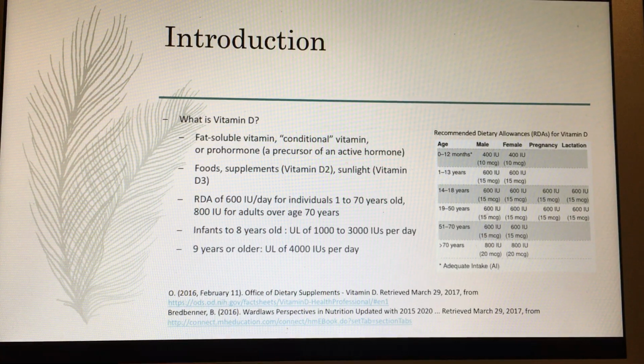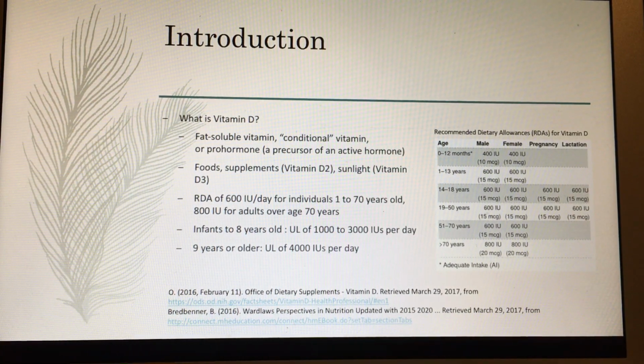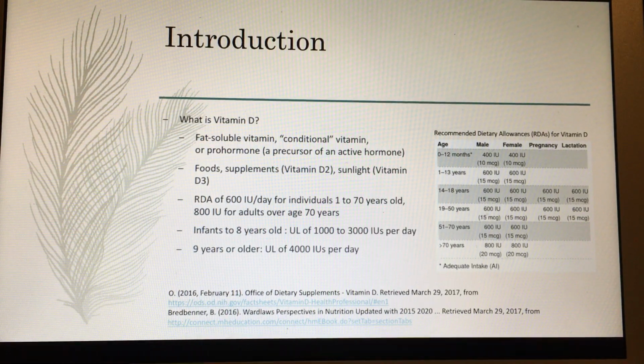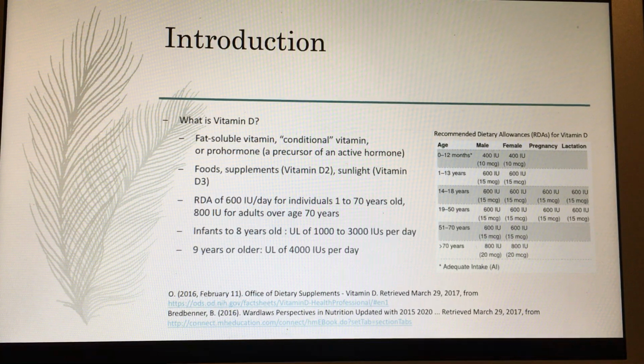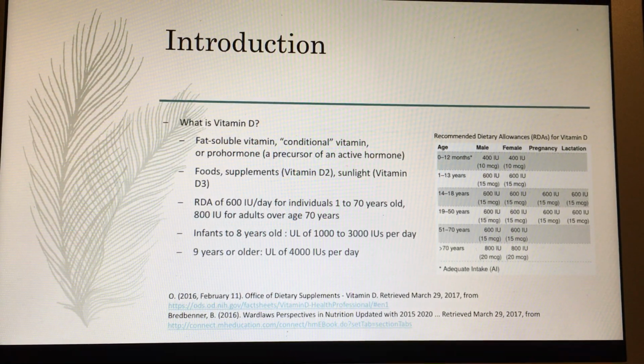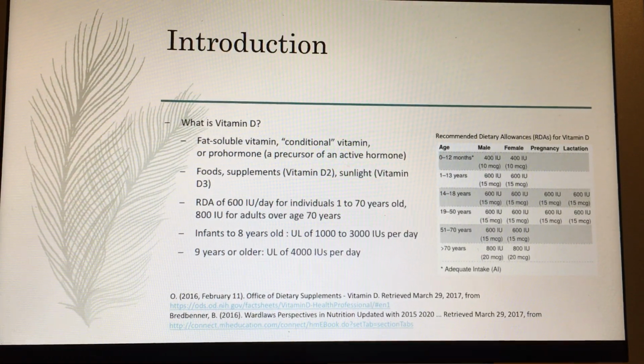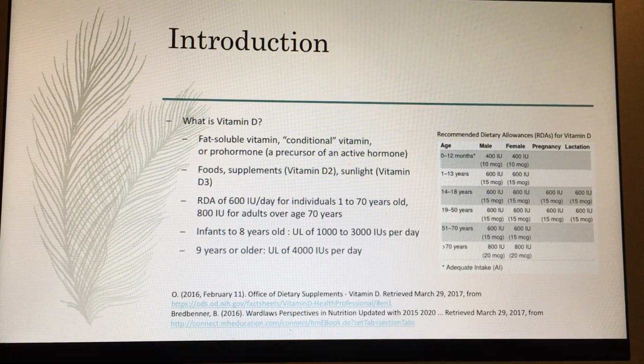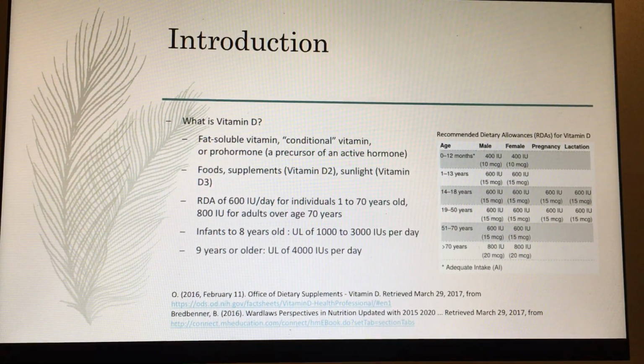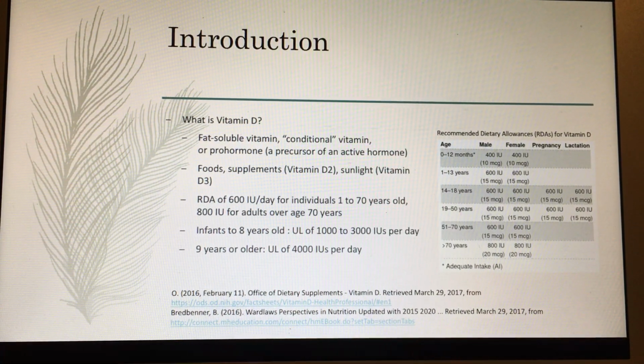The UL for infants and children up to 8 years old is 1,000 to 3,000 IUs per day. And for those who are 9 years old or older, it is 4,000 IUs per day. And now on the right side of this slide, you can see more detail for each group of the vitamin D RDA.